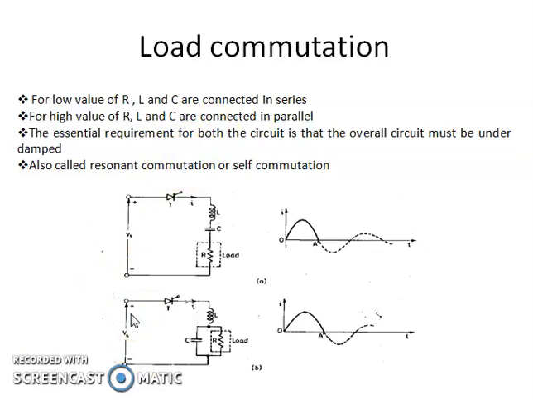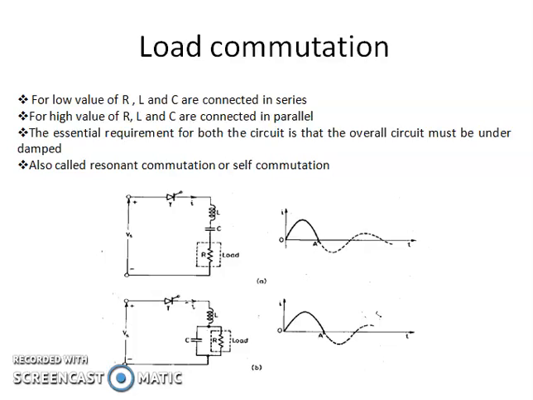When these circuits are energized from DC, where VS is our DC source, the current waveforms are shown like this. This is the current waveform. These circuits are under damped circuits. So first the current increases and reaches a maximum, then it starts decaying, and at the current zero position, there is a current zero pause. At that current zero pause, thyristor commutation happens.